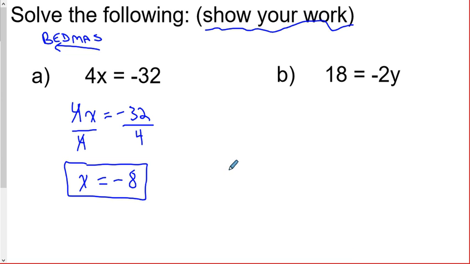Okay, here's another one. I'd like you to try this right now. So I'm going to pause our recording. Go ahead right now. I'm going to give you about 52 seconds to give this one a try. Go for it. Solve for y. Okay, here we go. Let's do it together now that you've had a chance to try it out.